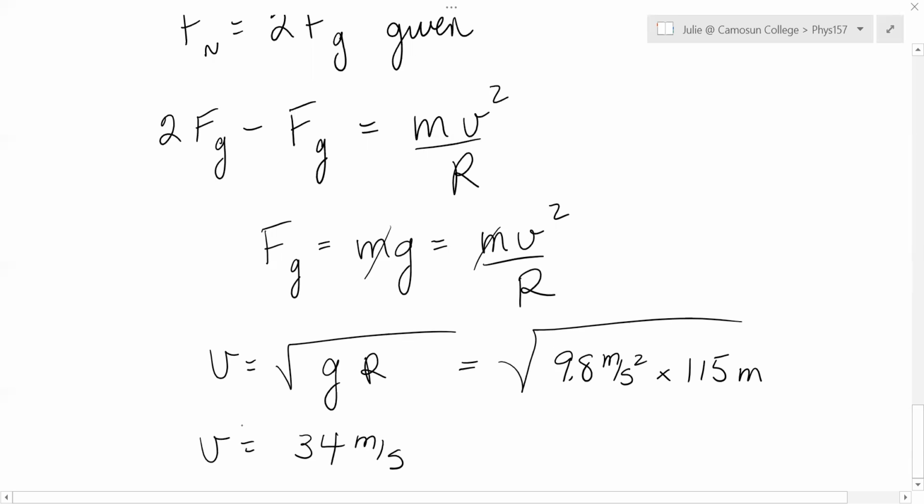Okay, if you multiply that by 3.6, how fast is this person going? That's 122 kilometers per hour, so that's pretty fast.